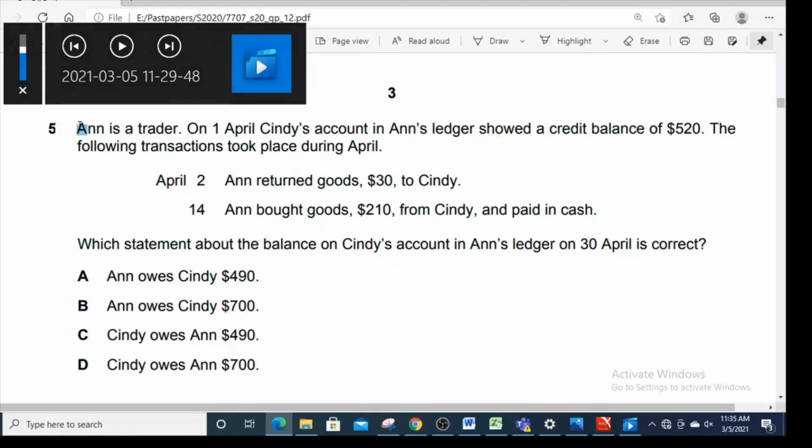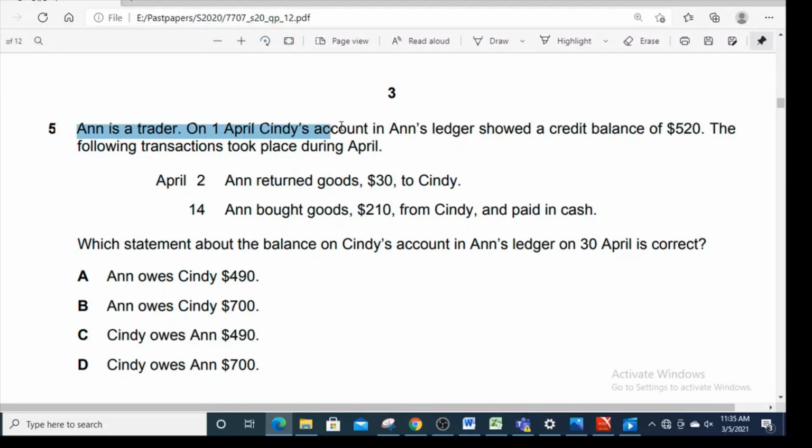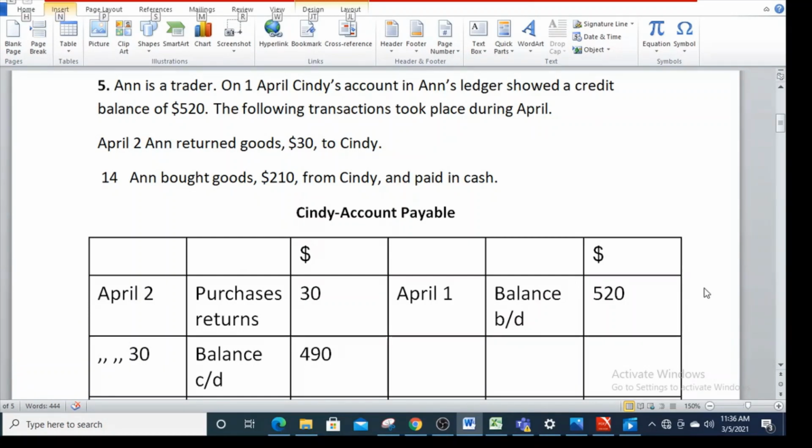Number 5 is N is a trader. On 1st April, Cindy's account in N's ledger showed a credit balance of 520. The following transactions took place during April. April 2nd, N returned goods 30 to Cindy. 14th, N bought goods 210 from Cindy and paid in cash. Which statement about the balance on Cindy's account in N's ledger on 30th April is correct? Now, to attempt such an MCQ, my strongest recommendation is to do it with the help of a T account. Draw a rough T account and place the transactions accordingly, and you will have the correct answer.